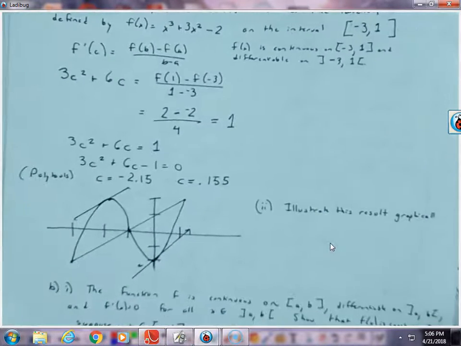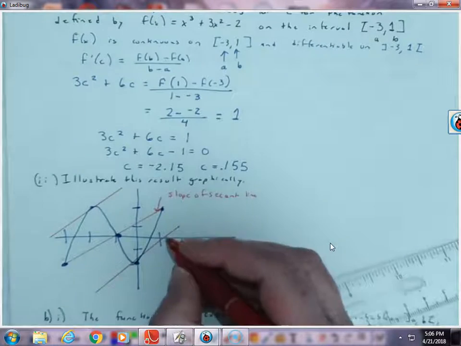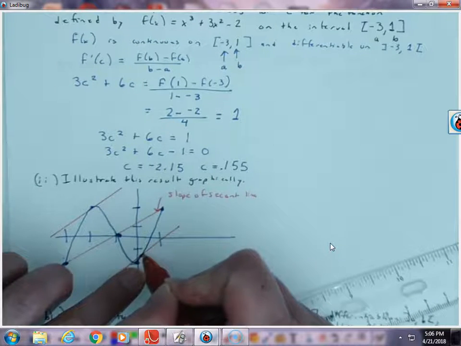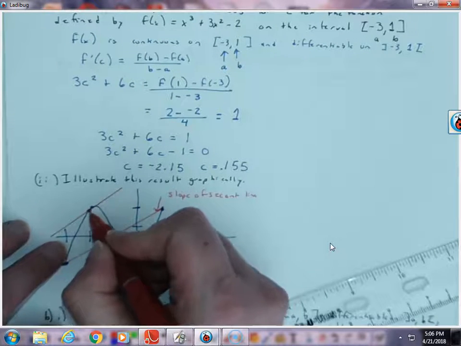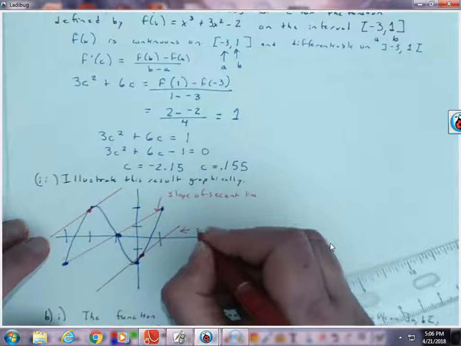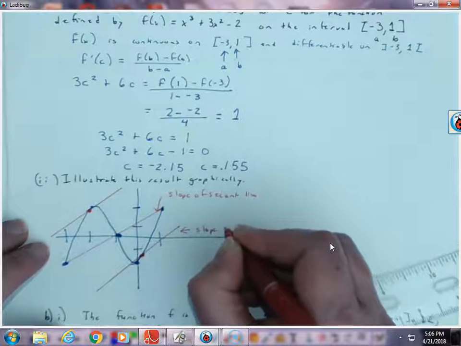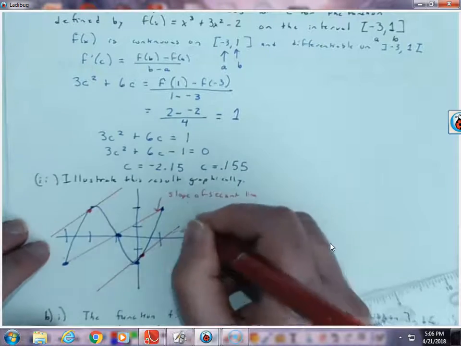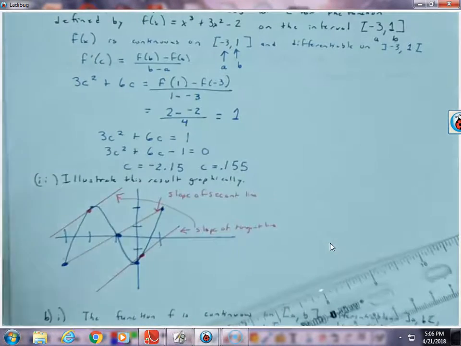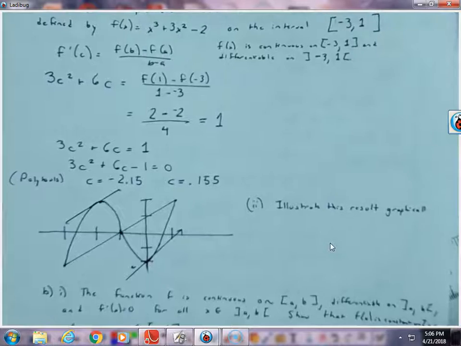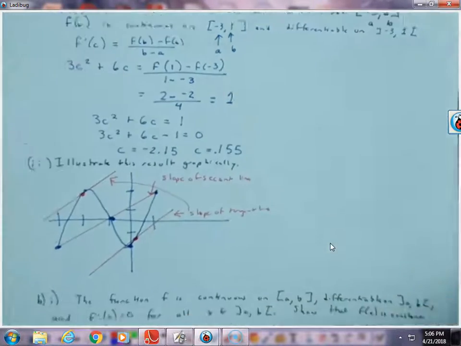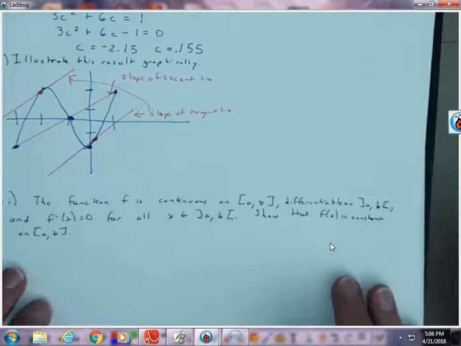Here's a little bit prettier version of the same thing that I did earlier. But here basically what you have, and you're trying to show them that you knew it was at 0.155 and at -2.15. But here, these are the slopes of the tangent lines at those points. So just try to show them that you understand that. Again, there's a little bit nicer version of that.